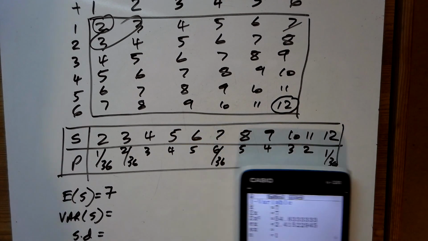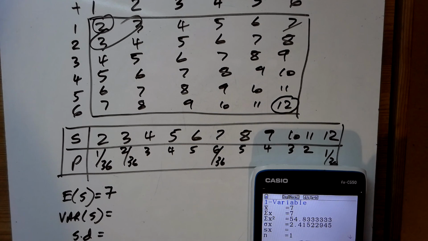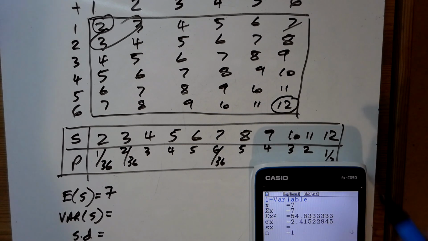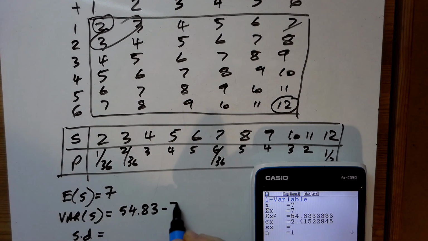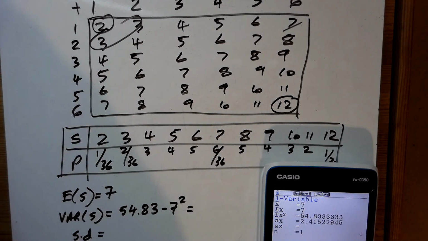Calculations, one variable statistics. See, it's got there that n is 1, I needed that. It's got the mean is 7, I expected that. And I've got the sum of the x squareds. So I've got 54.83. So take away 7 squared. That's going to give me my standard deviation.